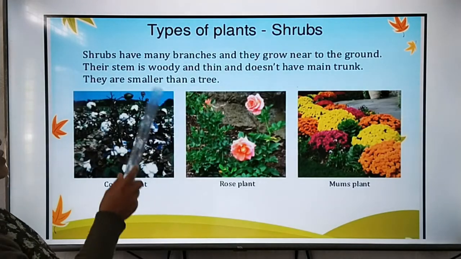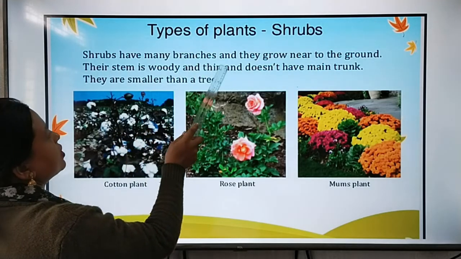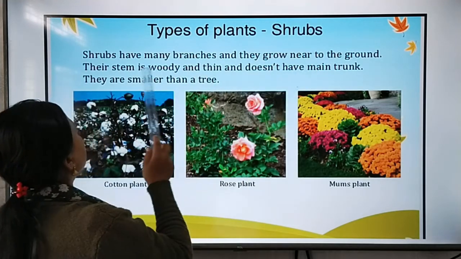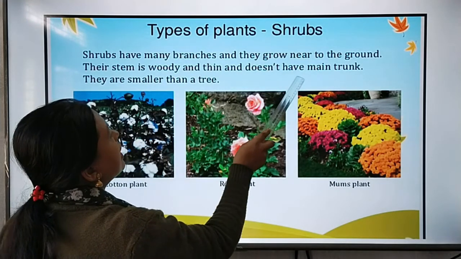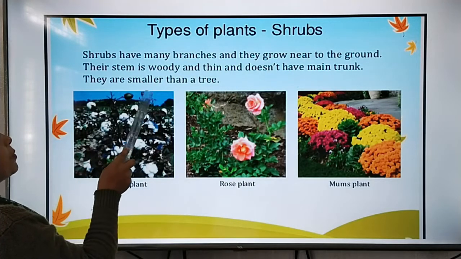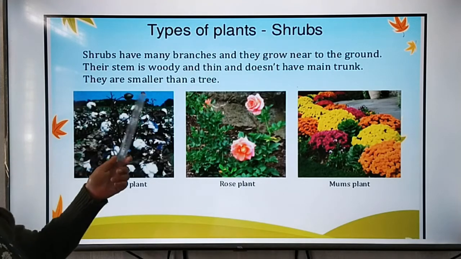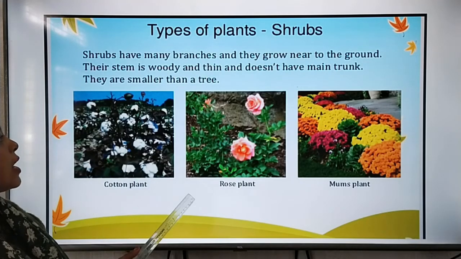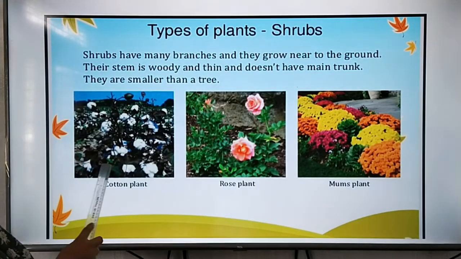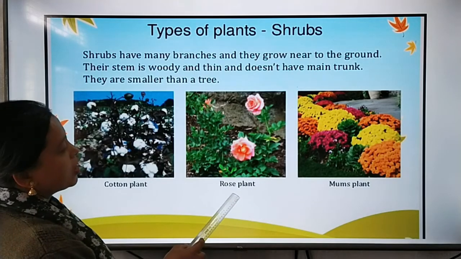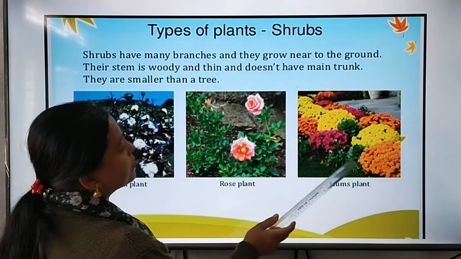Now, the next type of plant, the third one, is shrubs. Shrubs have many branches and they grow near the ground. Their stem is woody and thin and doesn't have a main trunk. They are smaller than a tree. So shrubs have many branches which grow near the ground, okay. Like cotton plant, rose plant, you must have seen a rose plant, isn't it? And mom's plant, okay.